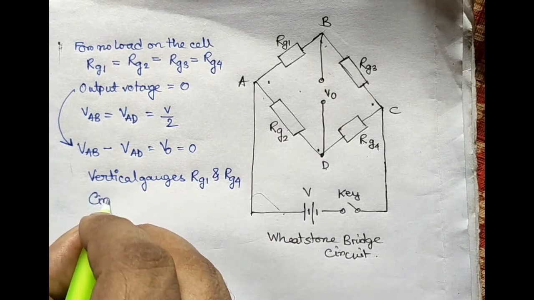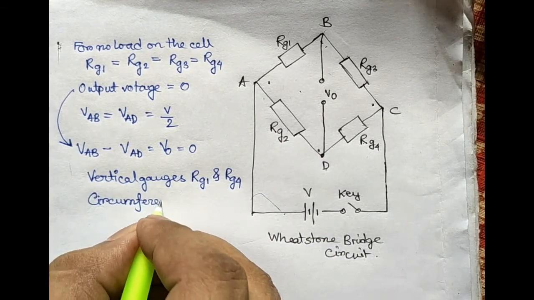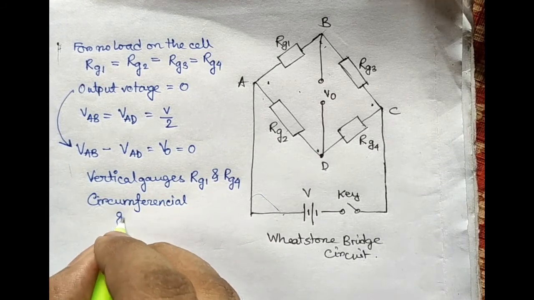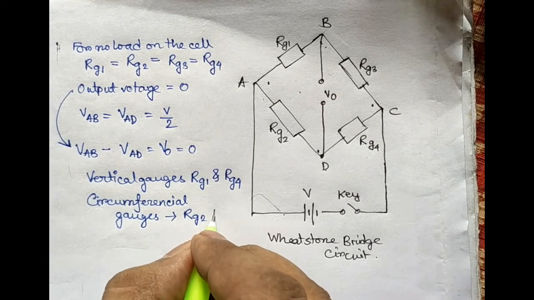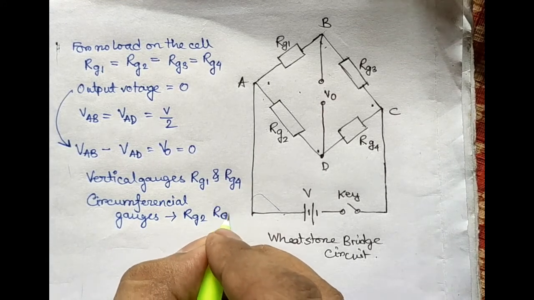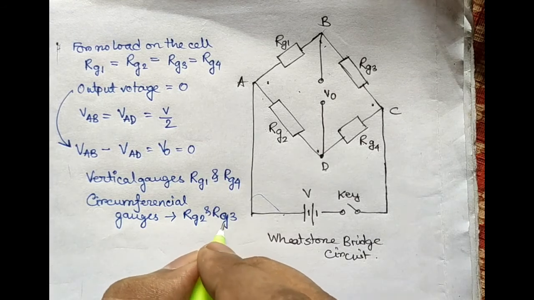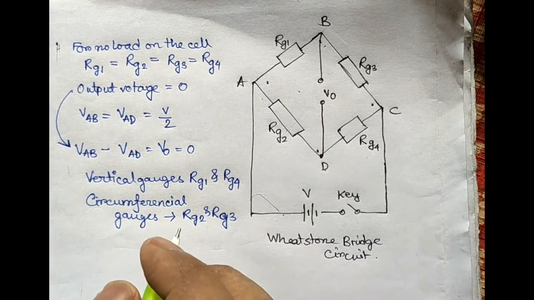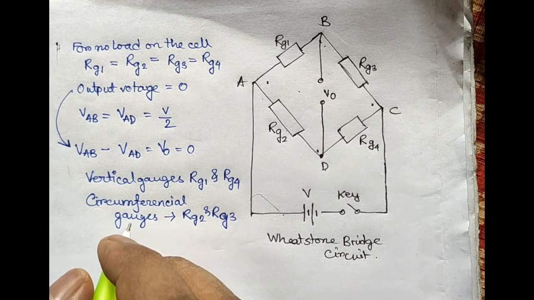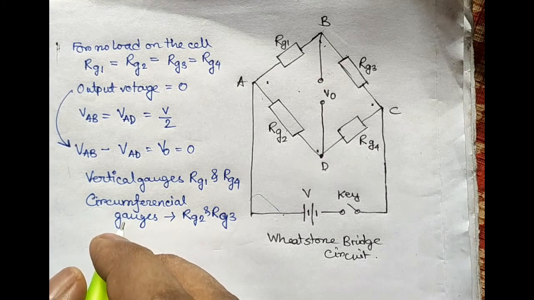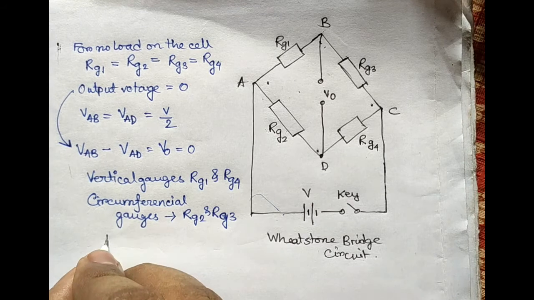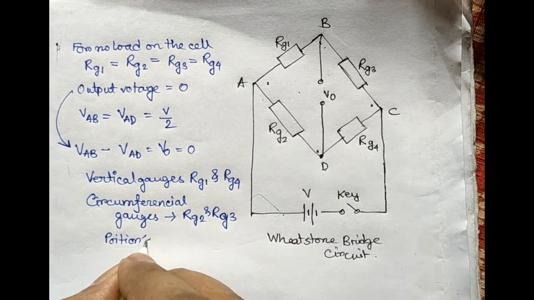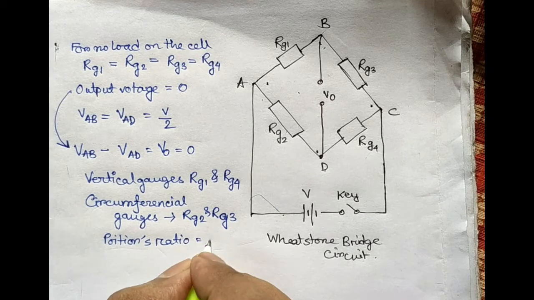The circumferential gauges, RG2 and RG3, undergo tension, that means a positive strain, which leads to an increase in resistance. Now these two strains are not equal. They are related to each other by a factor mu, the Poisson's ratio.